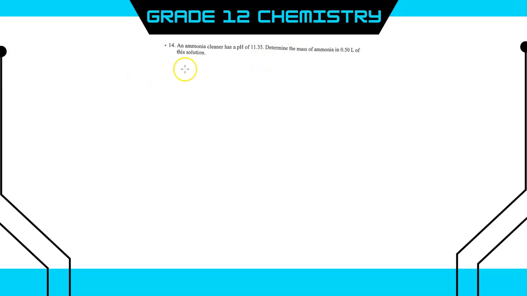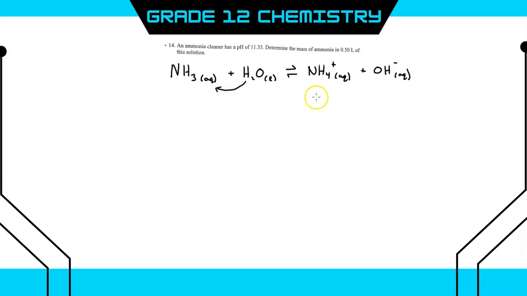So first we have this ammonia solution. So let's write out this equilibrium. So we have ammonia, and then we have water, and that's going to be an equilibrium. So ammonia is going to take one of those hydrogens, so it's going to become ammonium. And then we're left with our hydroxide ion. All right, so this is a weak base.